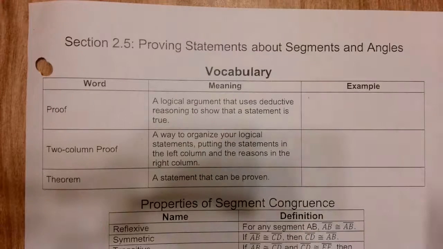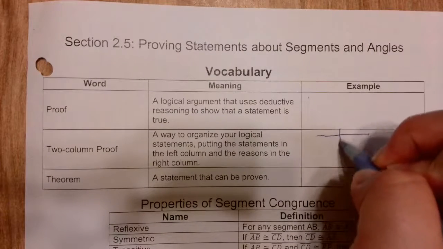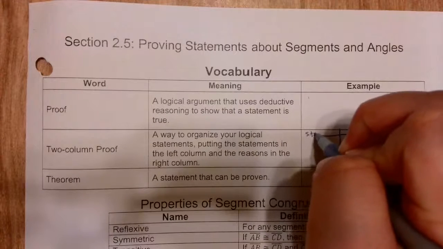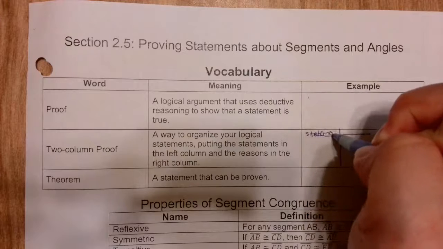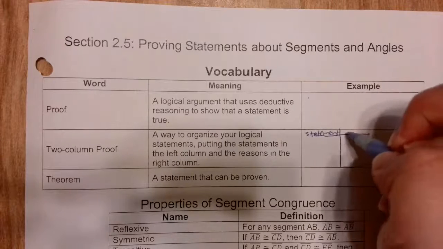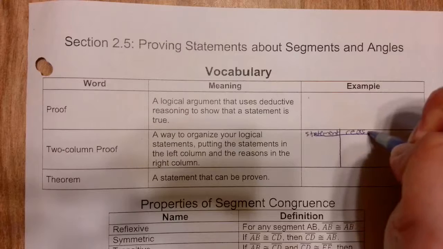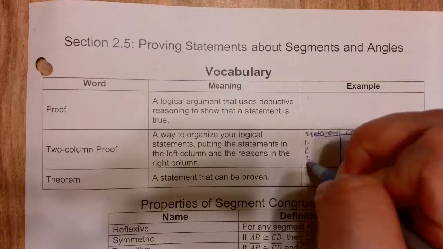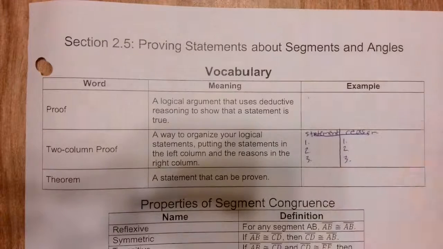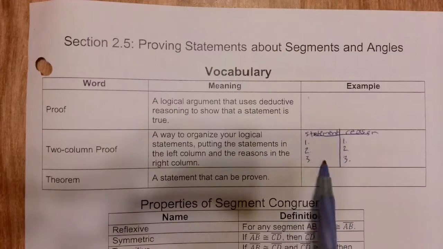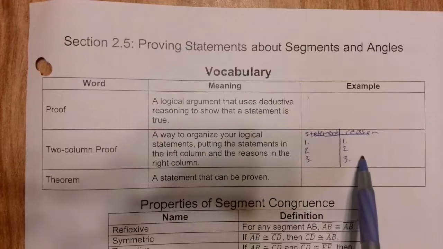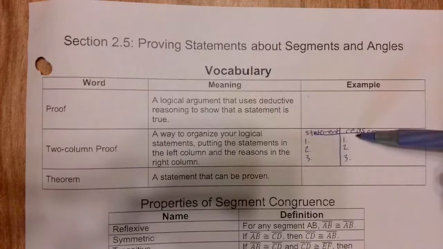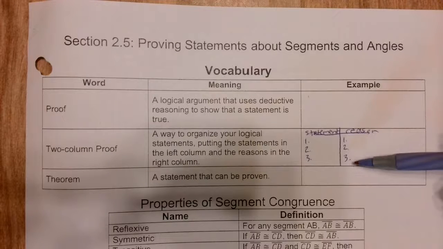A two-column proof is how we're going to start. It is, remarkably, made in two columns. On the left goes the statement, and on the right, you write reason at the top. And then they get numbered 1, 2, 3, and 1, 2, 3. So you put what you know on the left side and why you know it's true on the right. And you usually start with something that's given to you and you're trying to prove something at the end.